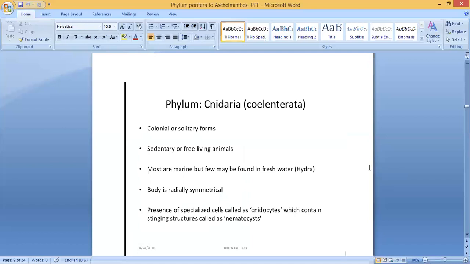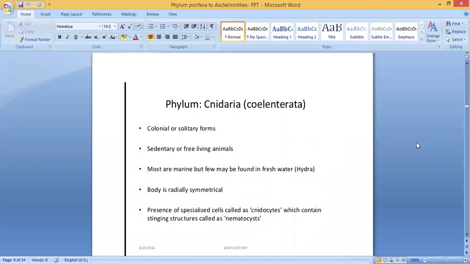The next phylum is Cnidaria. This phylum is also known as Coelenterata. So what is another name of Cnidaria? Coelenterata. How will they live? They are colonial or solitary forms. They live in colonies or groups, or some are solitary, living single. Then they are sedentary or free living animals. Some are sedentary, attached to the substratum, or some are free living.